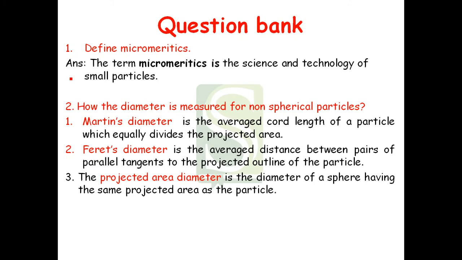Martin's diameter is the averaged chord length of a particle which equally divides the projected area. The Feret's diameter is the average distance between pairs of parallel tangents to the projected outline of the particle, and projected area diameter is the diameter of a sphere having the same projected area as that of the particle.